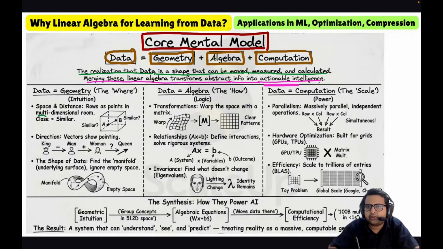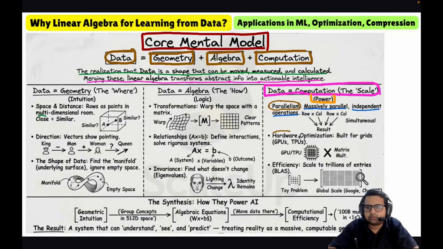Then we have data is equals to computation: the scale, the power. When we are talking about computation, parallelism. Unlike calculus or standard logic, which often happens step by step, linear algebra is massively parallel. You can multiply a row and a column independently, independent operations. So billions of simultaneous operations we can carry out. Linear algebra, unlike calculus or standard logic, is massively parallel in nature.